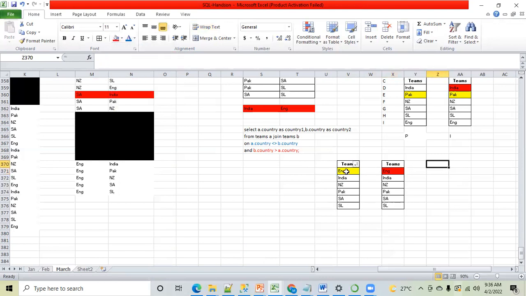Now, England with India, will this be fetched? Yes, this will be fetched. The next condition is I is greater than E. You are telling that B should be greater than A, correct? So this is greater than.